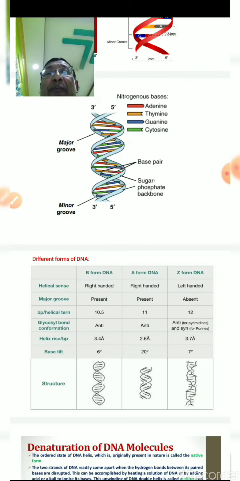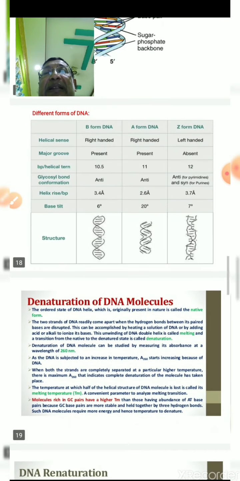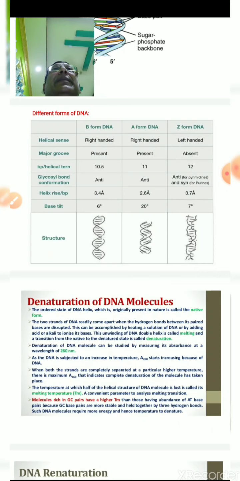Now, the different properties of the B form, A form, and Z form I have tabulated here. Helical sense: this is right-handed, this is right-handed, this is left-handed. The major groove in the B form is present, in the A form is present, but in the Z form it is absent. Base pairs per turn is almost 10 or 10.5 for B, 11 for A, 12 for Z. The glycosidic bond conformation is anti, anti, and anti in the case of pyrimidines, and syn in the case of purines. Helix rise is 3.4 angstrom, this is 2.6 angstrom, this is 3.7 angstrom.